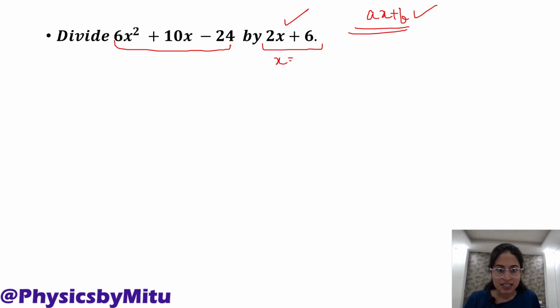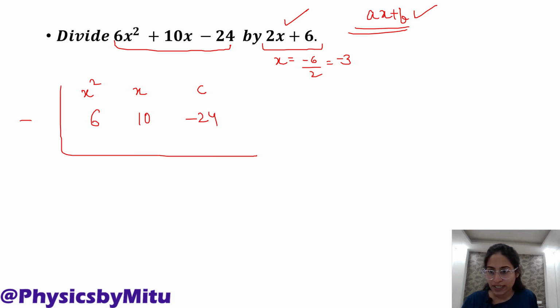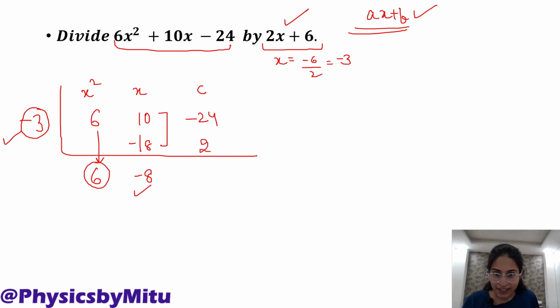First step is same, x का वैल्यू फाइंड कर लो minus 6 by 2 which is minus 3. Write down the coefficients here, x square coefficient, x and the constant term which is 6, 10, minus 24. Put minus 3 here. First coefficient as it is. Minus 3 multiplied by 6 gives me minus 18. Sum of 10 and minus 18 gives me minus 8. Minus 3 and minus 8 मल्टीप्लाई करेंगे तो मिलेगा 24 और सम इन दोनों करेंगे तो मिलेगा 0.